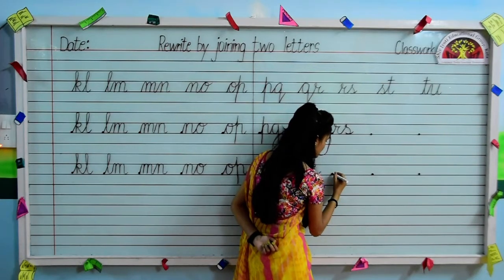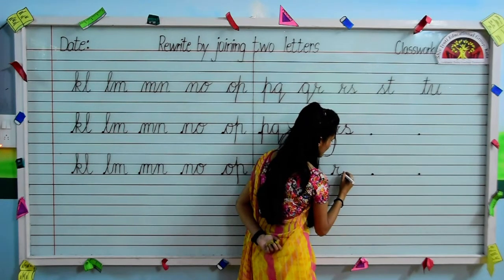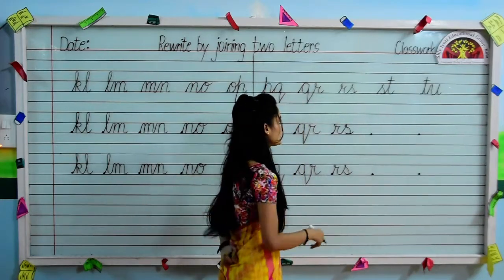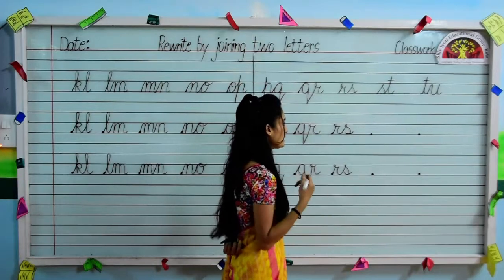Let's see once again. Slanting line up, loop, go out, make a small curve. Now we will make letter S. Slanting line, make a loop, then a curve and out like this. This way you have to write your letters R and S together. Now come on the next one.